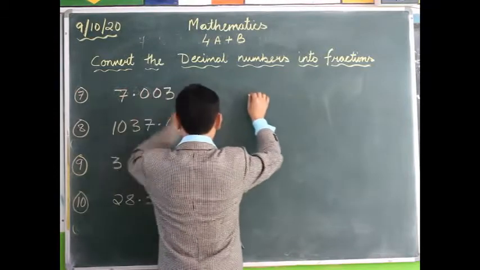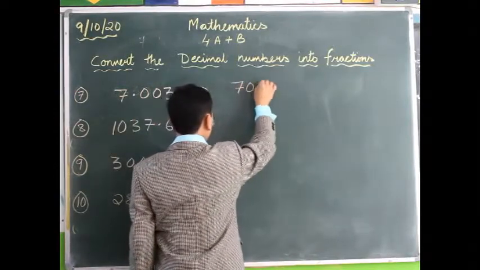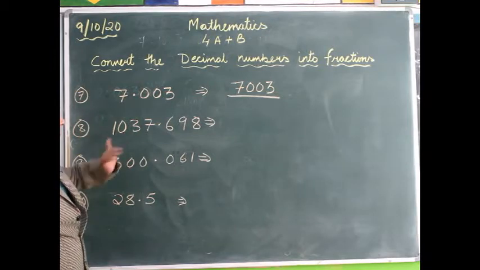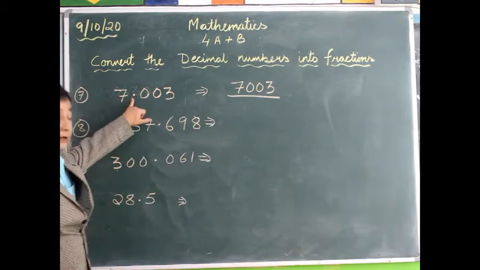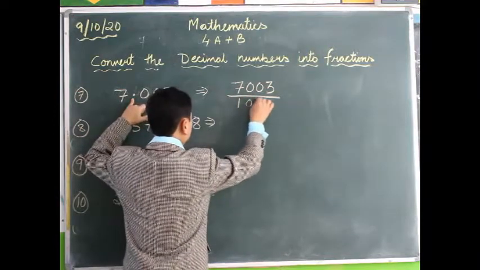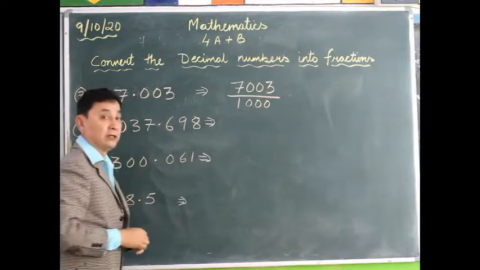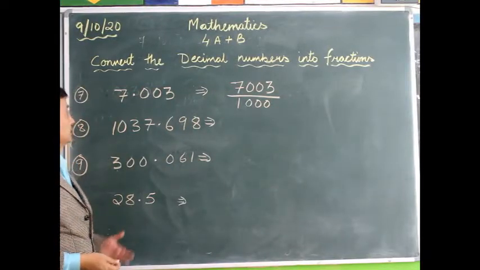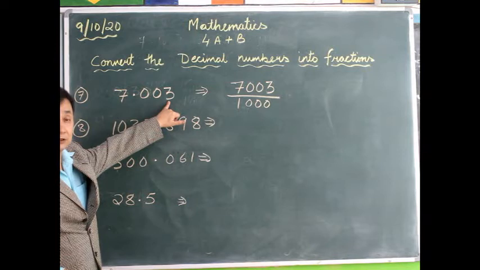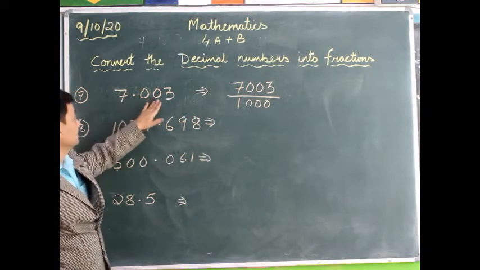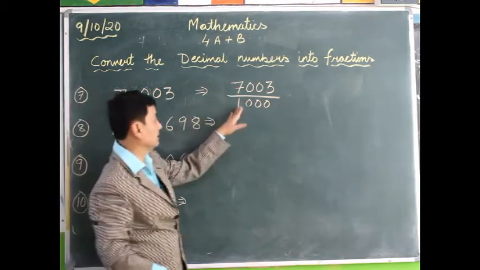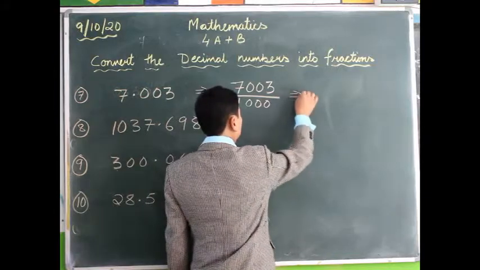7.003. So we write this whole number without the decimal point. 7003. Okay? And then put your finger on the point. Remember, the point changes into 1. After the point, how many numbers? 1, 2, 3. This is a very simple way of explaining, but it should be done. Where does this 3 end? Thousandths place. So we can write 7003, and where does it end? Thousandths. So upon 1000.